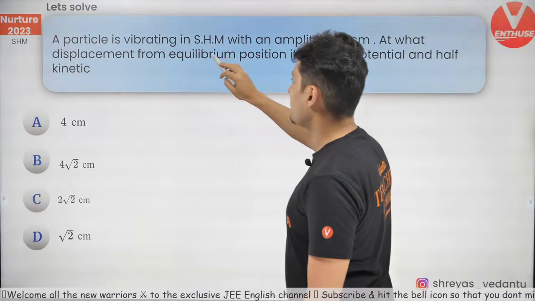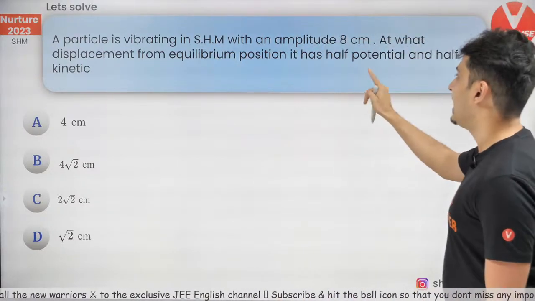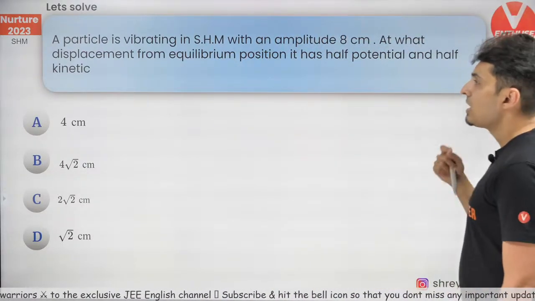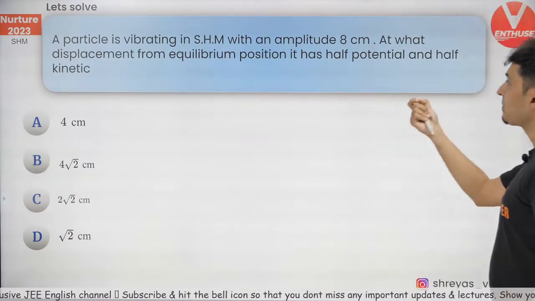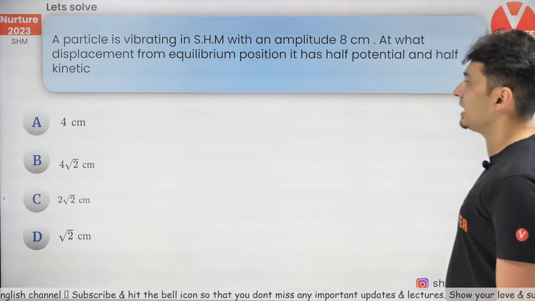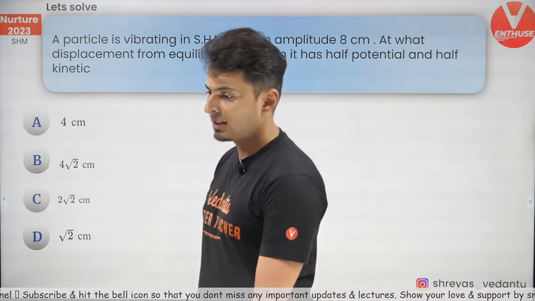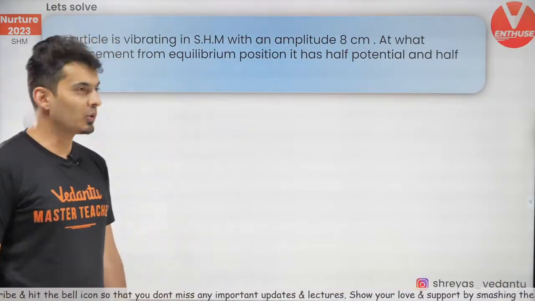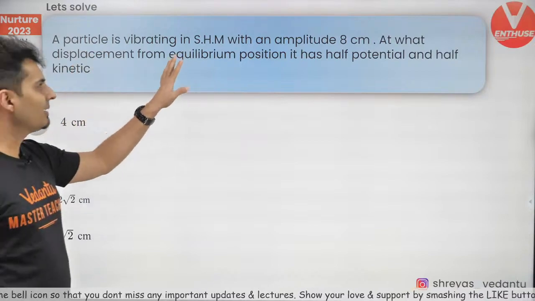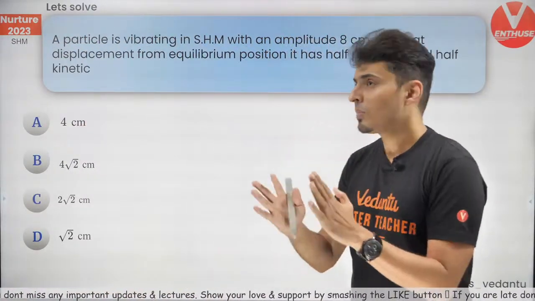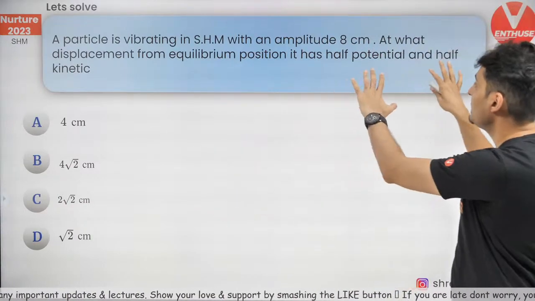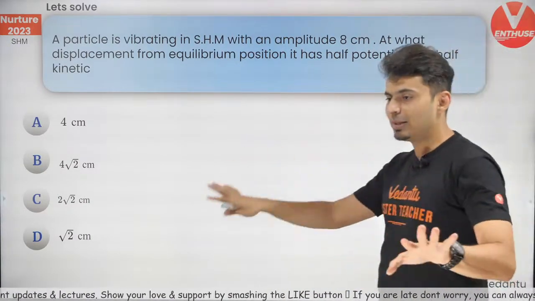Let's see this. A particle is vibrating in SHM with an amplitude of 8 centimeters. At what displacement from the equilibrium do you think it has half potential and half kinetic energy? Let's see. How many of you can do this? A particle is vibrating with SHM of amplitude 8. At what position do you think half of its energy will be potential and half will be kinetic?